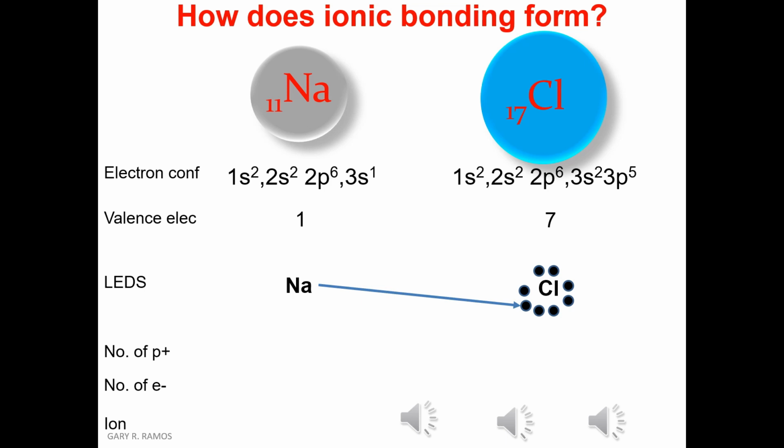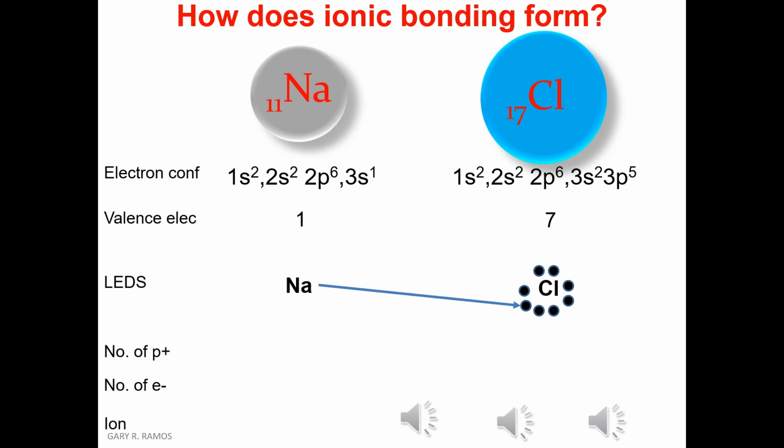Following the octet rule, an atom is only stable if it has 8 valence electrons at the outermost shell, or in short, if its valence electron is 8. So let us analyze whether sodium and chlorine are stable. Since sodium has 1 valence electron, following the octet rule, it is not stable. Since chlorine has 7 valence electrons, it is also not stable.